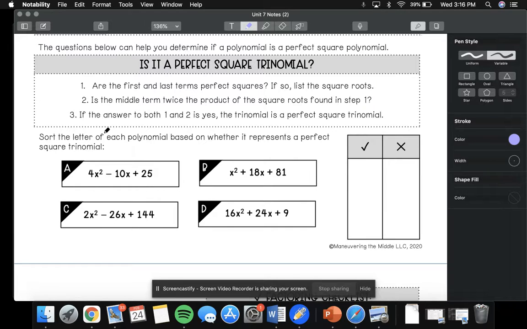Now sort the letter of each polynomial based on whether it represents a perfect square trinomial. So first, are the first and the last terms perfect squares? I'm going to take the square root. The square root of 4 is 2. The square root of x squared is x. I'm going to take the square root of this one. The square root of 25 is 5. I'm also going to just do these all the way down. The square root of x squared is x. The square root of 81 is 9.